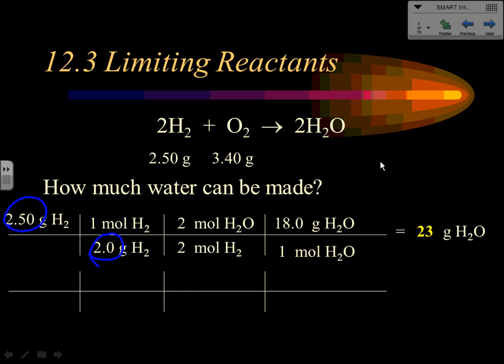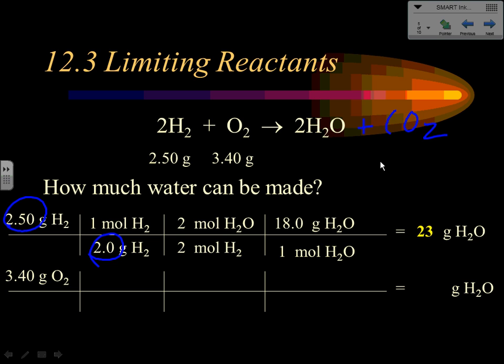Now, I'm not done because all I did was figure out how much water that many grams of hydrogen made. And I don't know if I used up all my hydrogen. So I have to turn around and do the same thing using the oxygen. If I have 3.40 grams of oxygen, how many grams of water can I make? And keep in mind here, always go to the same thing. So if I had water and CO2 as my two products, it doesn't do them any good to find out how much water my hydrogen can make and how much CO2 my oxygen can make.